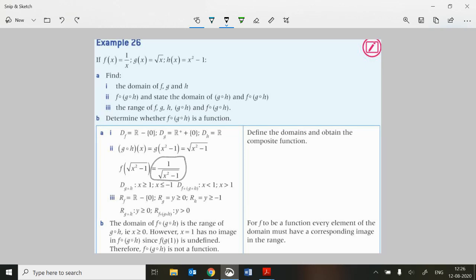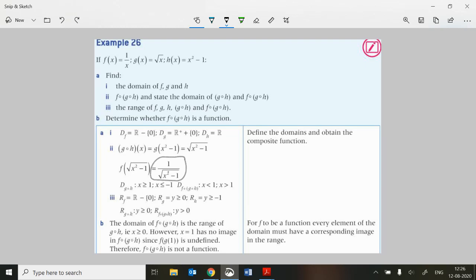But remember, we can't have 1 divided by 0 now as well. So you can't allow this number on the bottom to be equal to 0. So what are we talking about for x there? Well, in terms of x, that's going to be 1 squared minus 1 gives us a 0. So we're not actually allowed to have the equals to anymore.